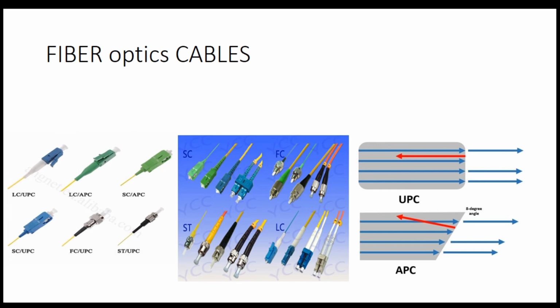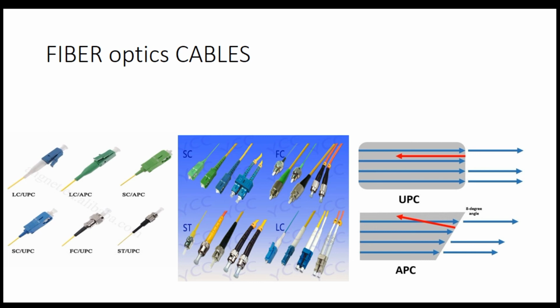The main difference between APC, angled physical contact, and UPC, ultra physical contact, connectors is the fiber interface. APC connectors feature a fiber interface that is polished at an 8-degree angle. You can see here that this is APC, angled physical contact. UPC connectors are polished with no angle. UPC, as you see here, is blue. This is APC, which is green, and UPC is blue.